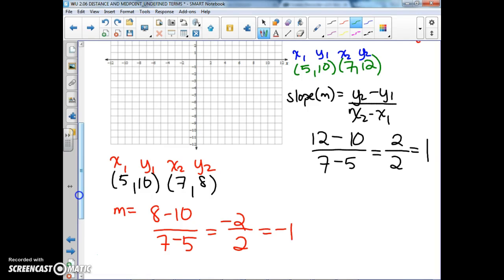So here we have a slope of negative 1 and a slope of positive 1. So those are opposite reciprocals, and opposite reciprocals make right angles. So it is a square because opposite reciprocals make right angles. So your answer choice should be C, square.